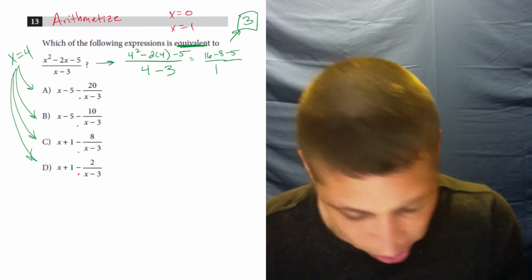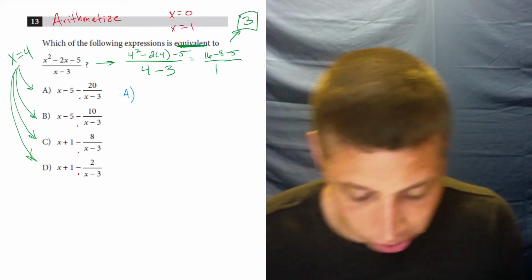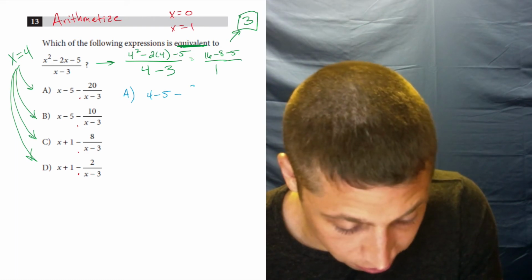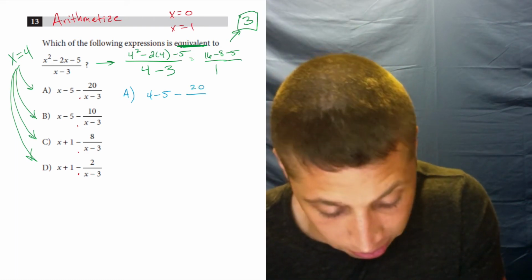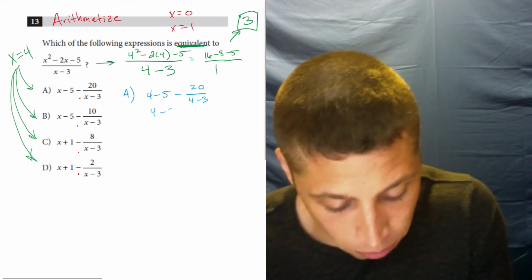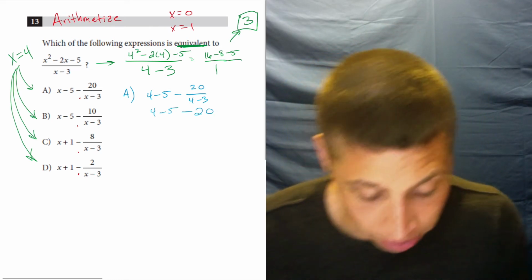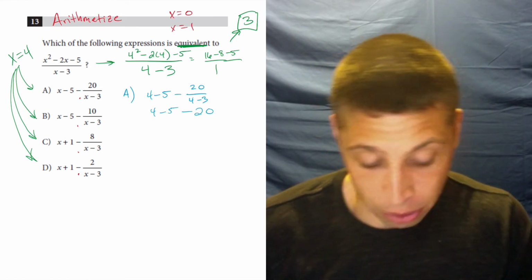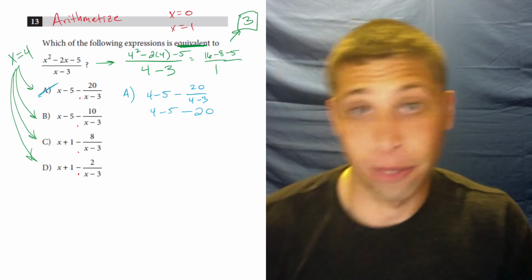So let's change colors not to confuse things here. Let's do A. That would be 4 minus 5 minus 20, and 4 minus 3, remember, is 1. So that's 4 minus 5 minus 20. Well, that's just a really negative number. I don't even need to deal with it here. That's just going to be crazy small, so that's not going to be the answer, right?